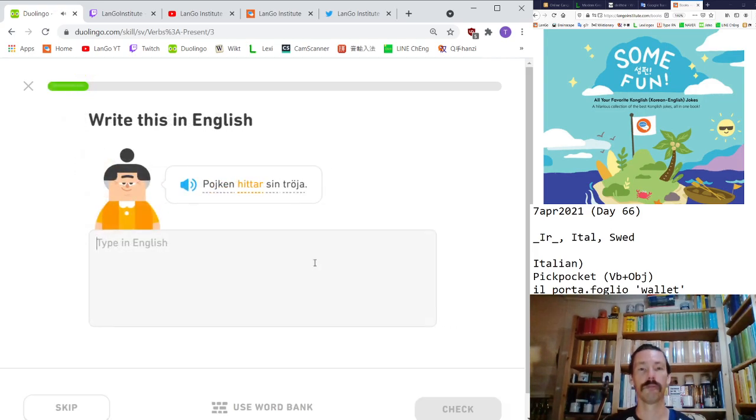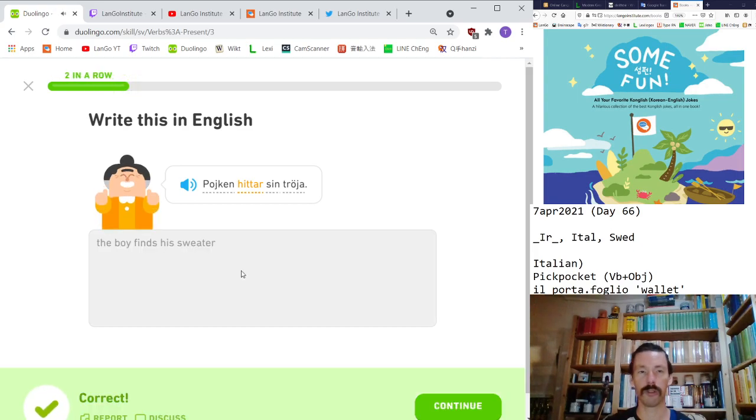Pojken hittar sin tröja. Oh, and I think the S retroflexes. Pojken hittar sin tröja. The R changes the place of articulation for the S, from sörsha. Hittar sin tröja. Hittar. Finds his sweater. Tröja, sweater. Pojken, the boy. Hittar, he hits upon, he finds. Sin tröja, his sweater.